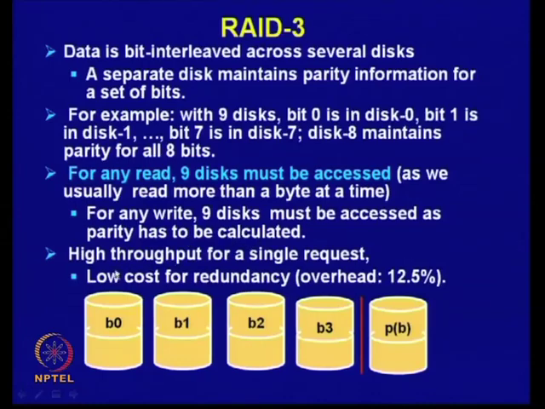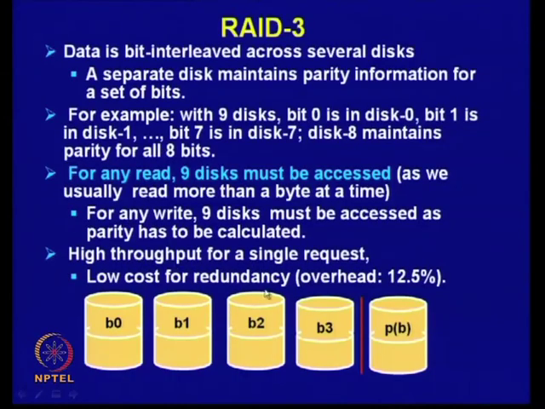So, this gives you high throughput for a single request, since you are reading from multiple disks. You are reading in parallel, so it will give you high throughput, and the redundancy overhead is much smaller, only 12.5% whenever you are using 9 disks. That means, one extra disk is required for 8 data disks, so 1 by 8 as a percentage is 12.5%.